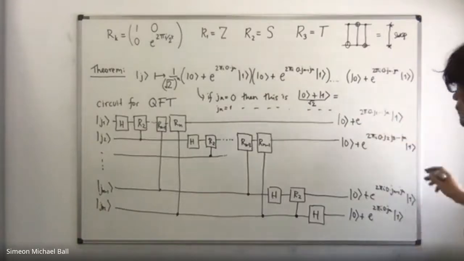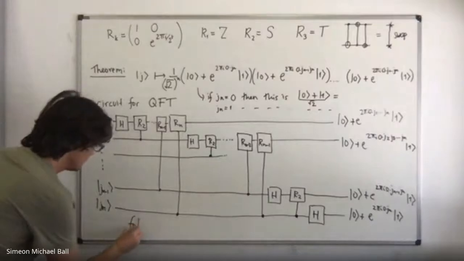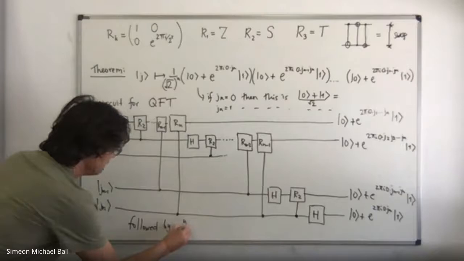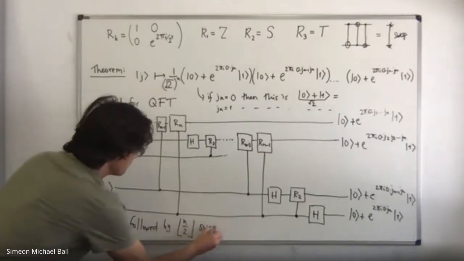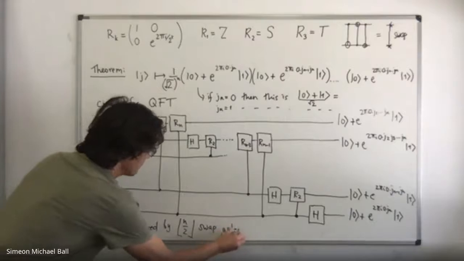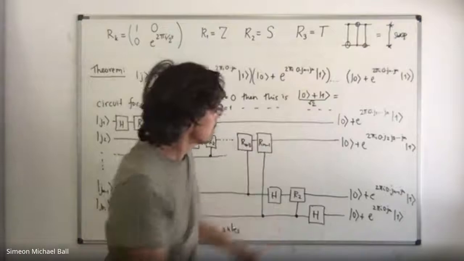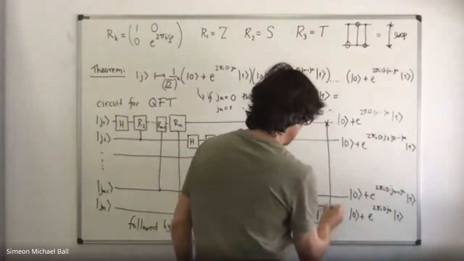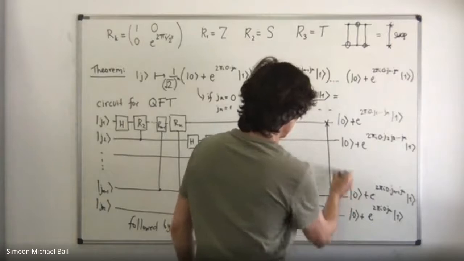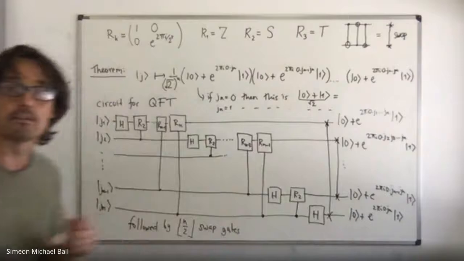So now you just follow this, so this is now being followed by n divided by 2 swap gates. Okay, so you simply, with the highest wire and lowest wire, you would have a swap gate here, and then the next one's here, and so on for a bunch of them.